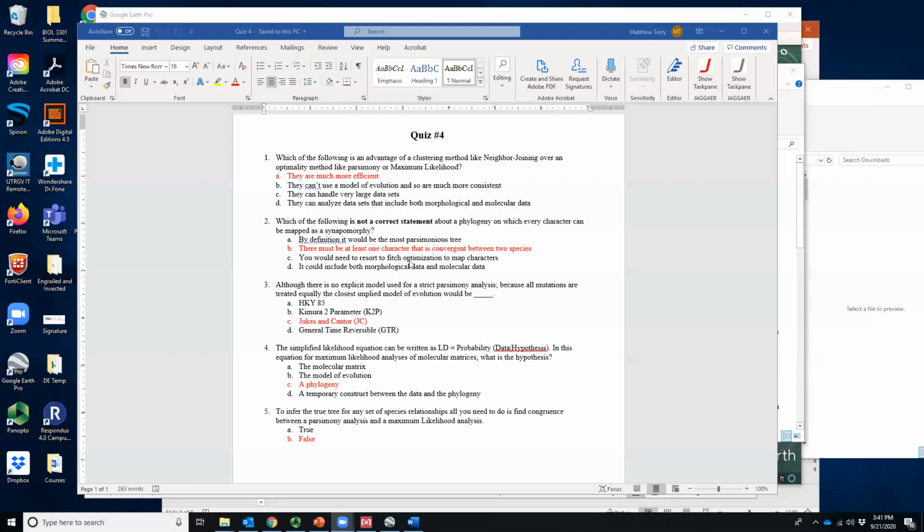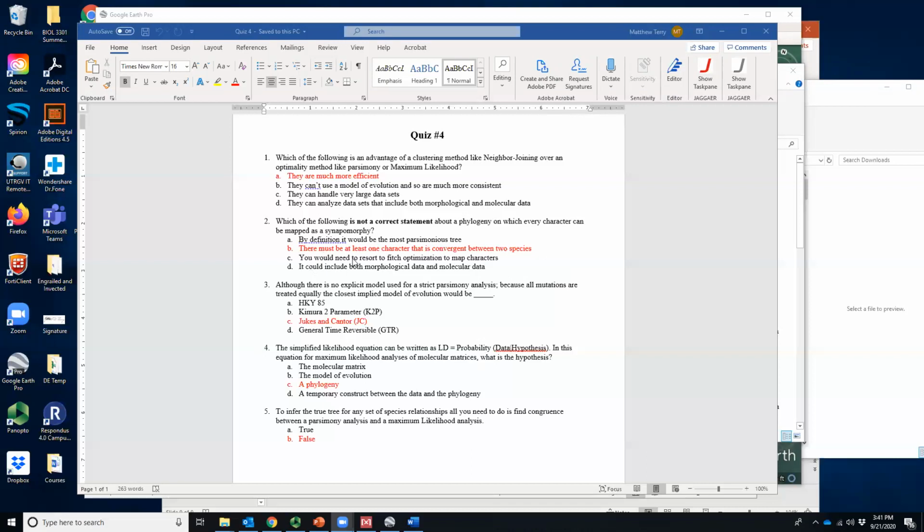C says you would need to resort to Fitch optimization to map characters. Fitch optimization, and we don't do this in the 3301 class, but for the grad class and the 4330 class we do, is a way to help you find the most parsimonious mapping for very complicated characters. But if it's a simple synapomorphy, you just find the branch that includes all of the species that have that characteristic, and you map it. So you don't need Fitch optimization.